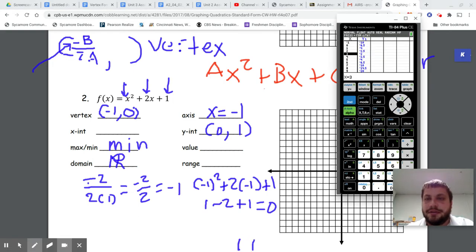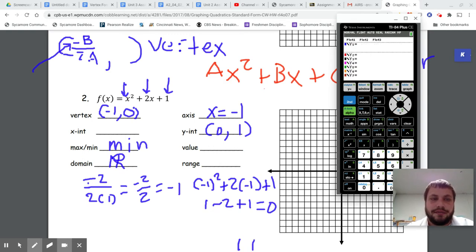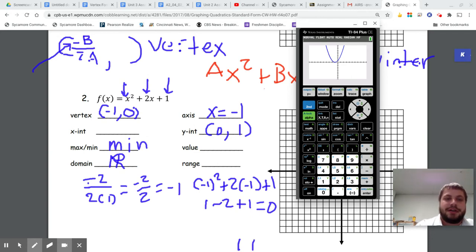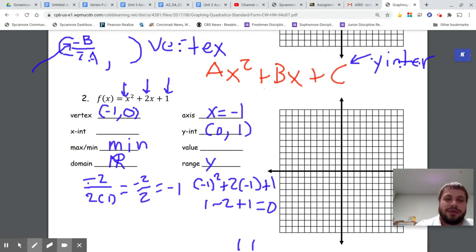Okay, in my calculator, I'll go to my y equals button, and I'll type this in. I've got x squared plus 2x plus 1. And I'll just first start by looking at the graph. You can see there that the vertex is a minimum value. You can tell that the range is all y's that are greater than or equal to that y value of the vertex, which is 0.